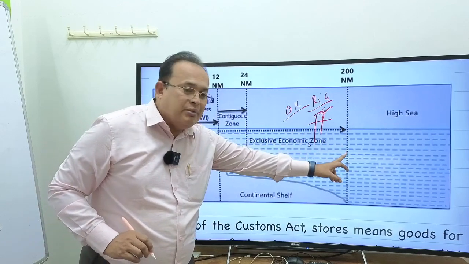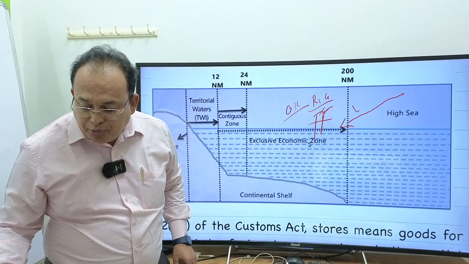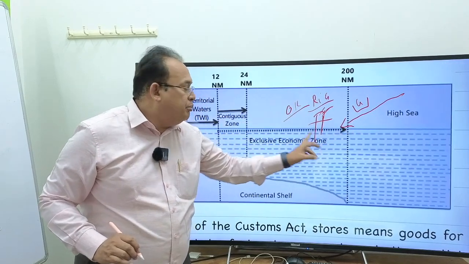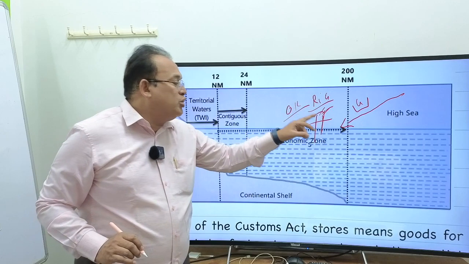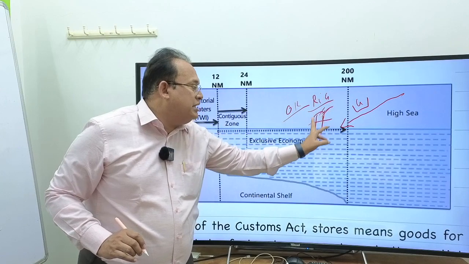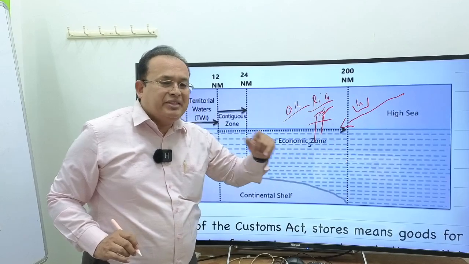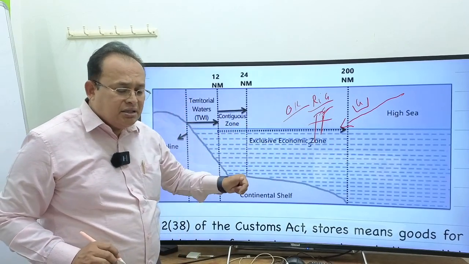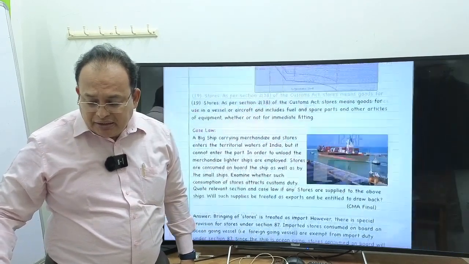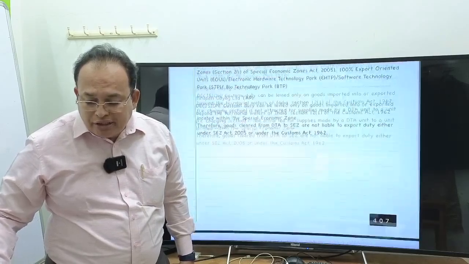Where is it located? Within 200 nautical miles. From a far away place outside India, you imported goods to use in the rig, beyond 12 nautical miles but within 200 nautical miles. The goods came from outside India in a vessel, and the goods have been consumed in the oil rig. If that is the case, levy of import duty will attract. There is a case law here from the Supreme Court of India, in the case of Aban Lloyd Chiles Offshore.